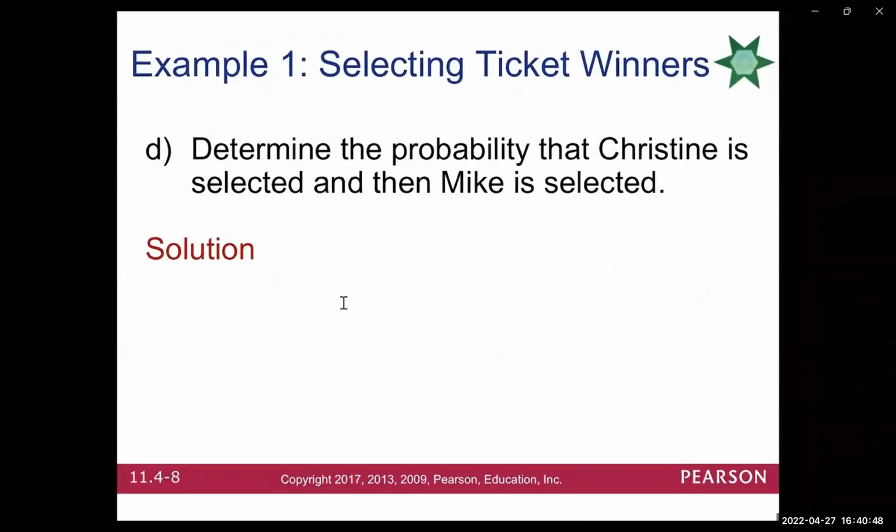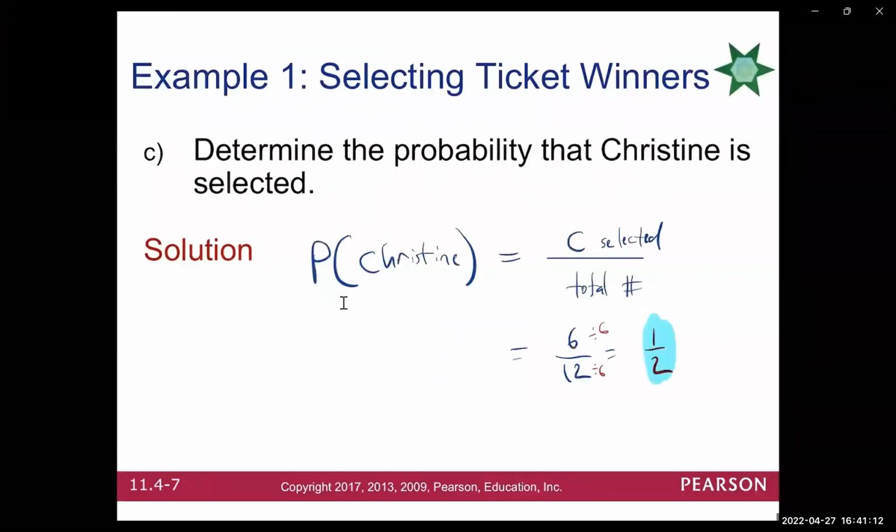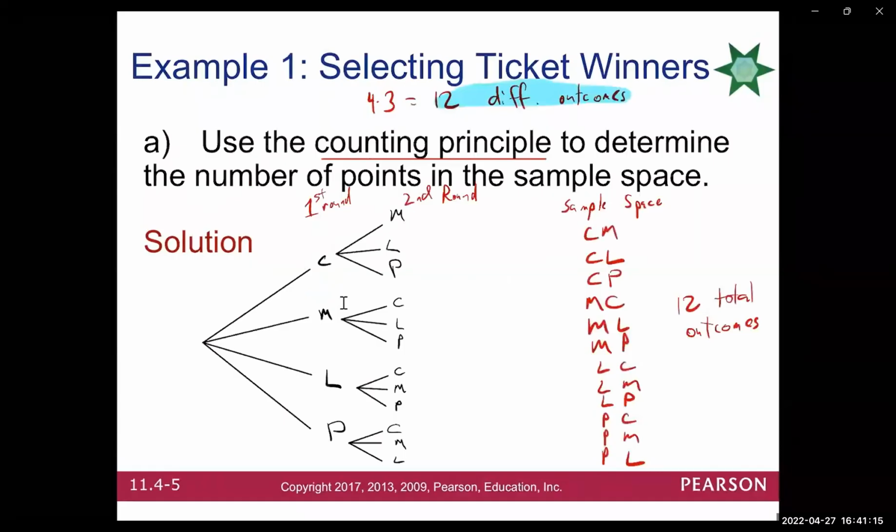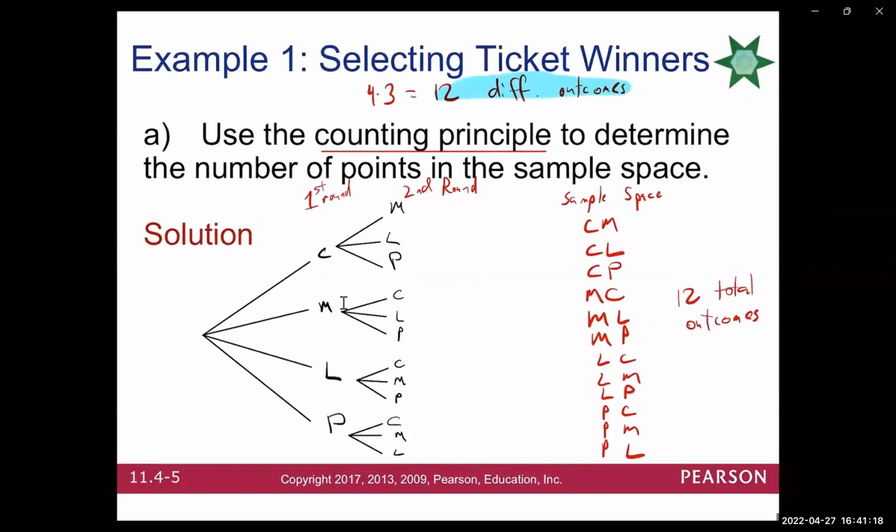Yes, determine the probability that Christine is selected and then Mike is selected. So Christine, then Mike. So we already know that the denominator is 12, right? All right, so anybody know how many ways you can do C and then M in that order? One. The other way is M and C, so it's only one. Yeah, there's only one, because the other way is MC. That would be Mike first and then Christine, but they want Christine and then Mike. So there's only one way that can happen.